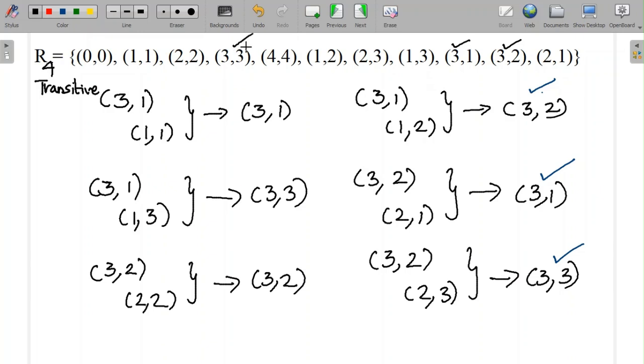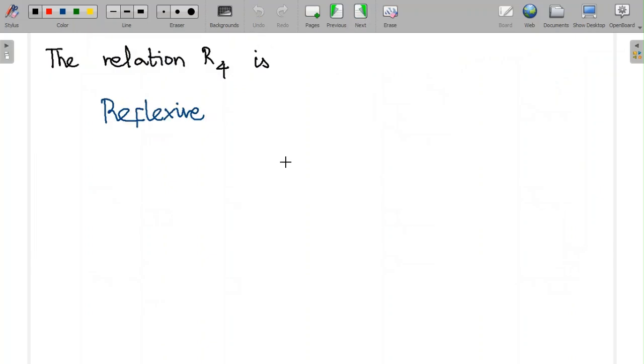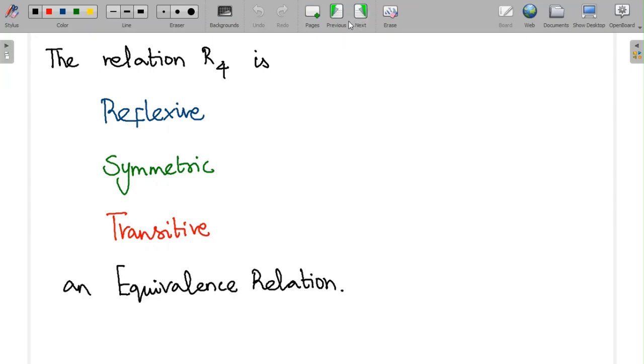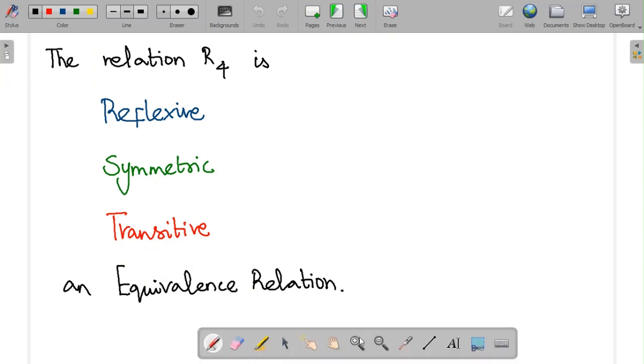All of these are met, and therefore we conclude that our relation R4 is reflexive, is symmetric, and is also transitive, and therefore we can call R4 an equivalence relation. This meets all the three conditions necessary for it to be called an equivalence relation. However, we can also note down that it is not a partial order.